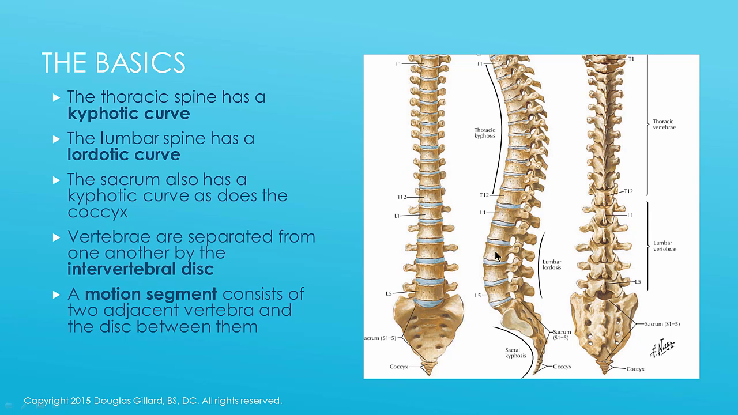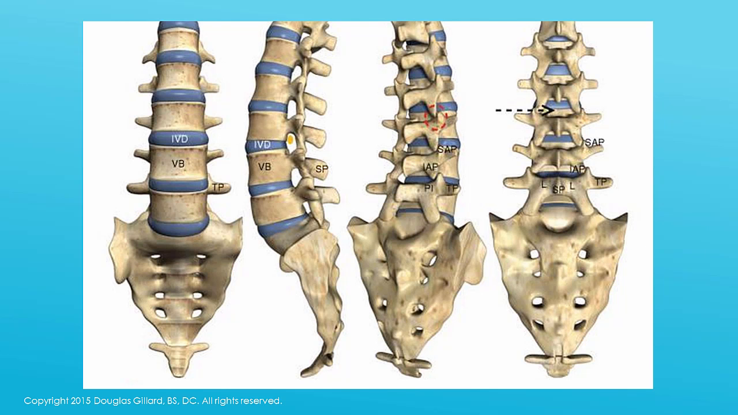And also make sure you know what a motion segment is. I was surprised how many of my 8th quarter students didn't know what a motion segment was. A motion segment is a vertebra-disc-vertebra sandwich. This is the L4-L5 motion segment. This is the L5-S1 motion segment. This one between L1 and L2 is the L1-L2 motion segment. That's the functional unit of the spine. The motion segment is the functional unit of the spine.